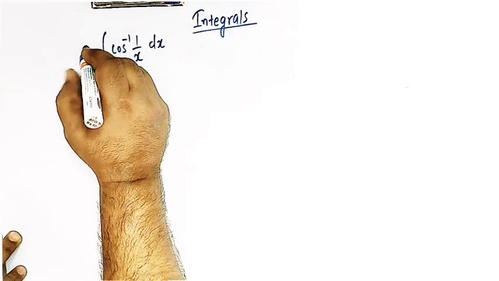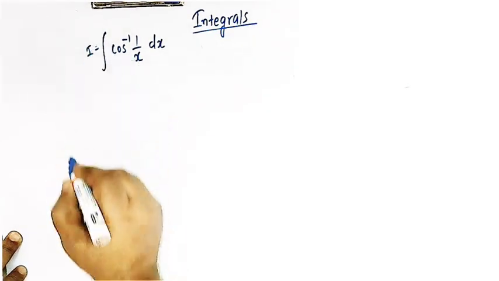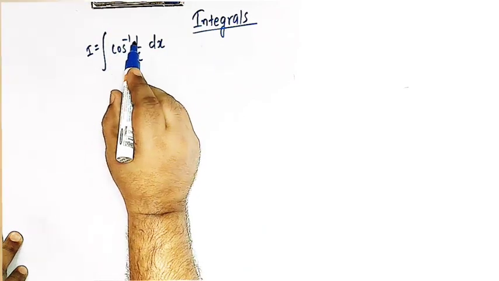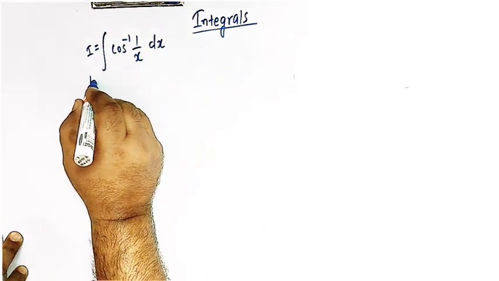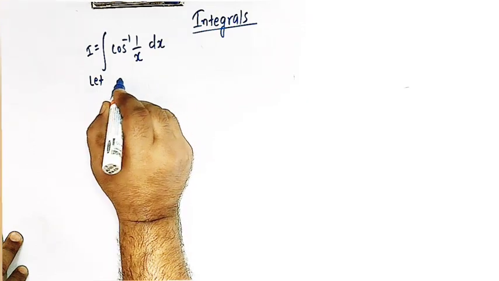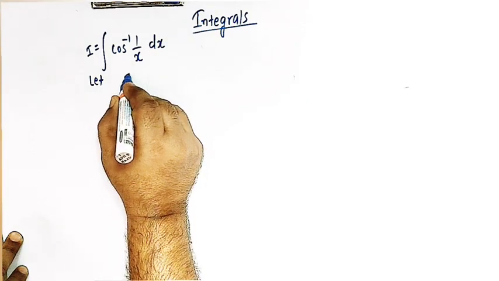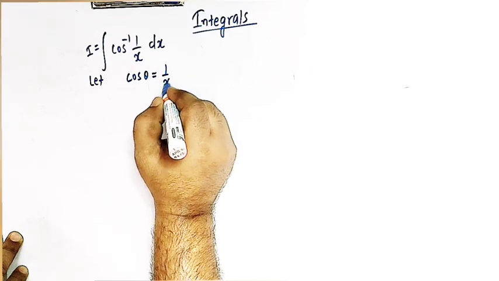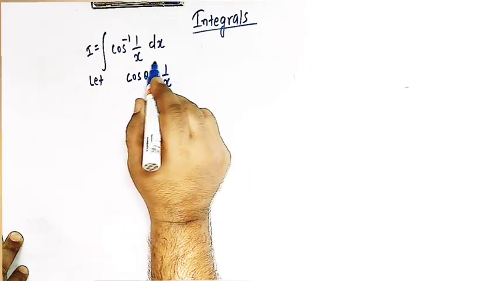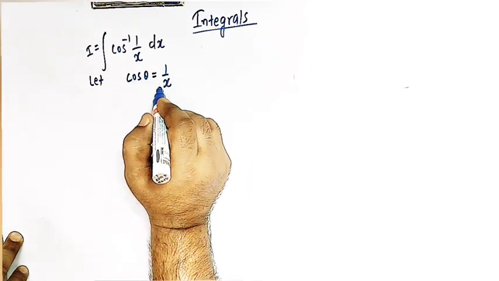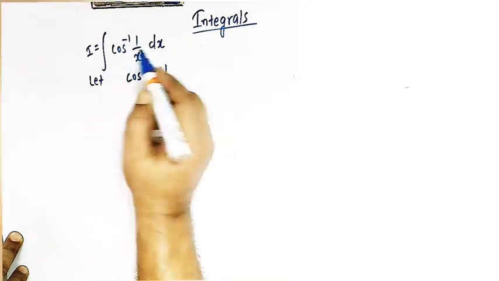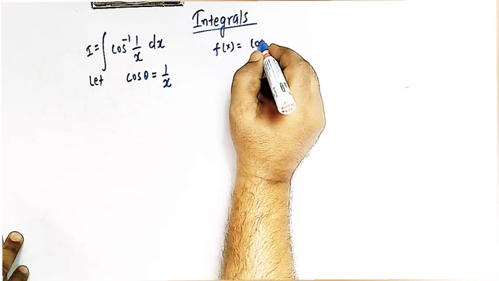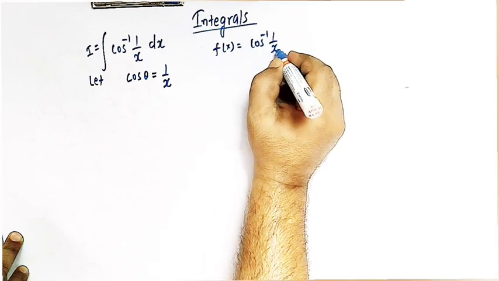So let us call this integral as I, right? And here we have cos inverse of 1 over x. So let us make this substitution, that is cos theta is equal to 1 over x, right? So why we have taken this substitution? Because see here our integrand, say f of x is cos inverse 1 over x.